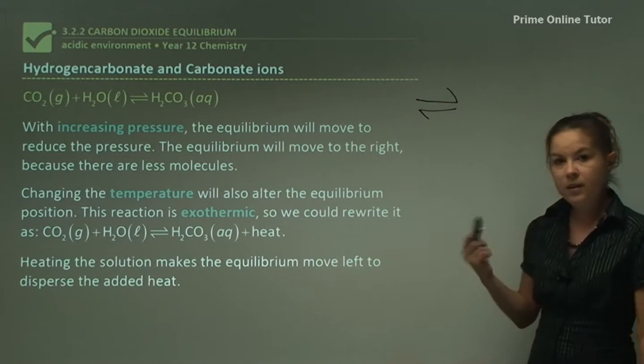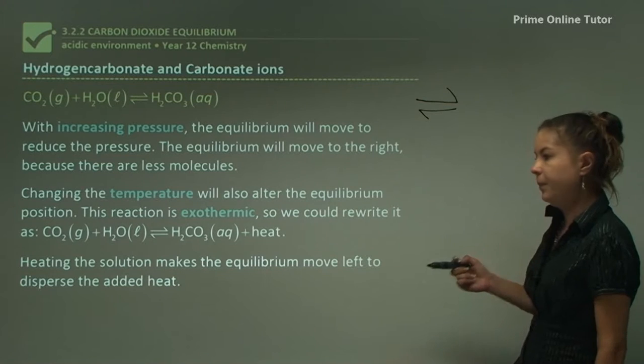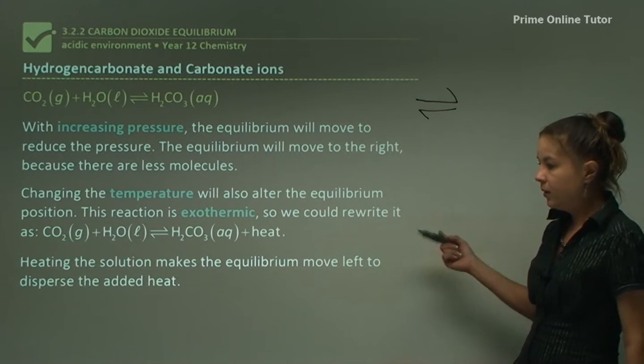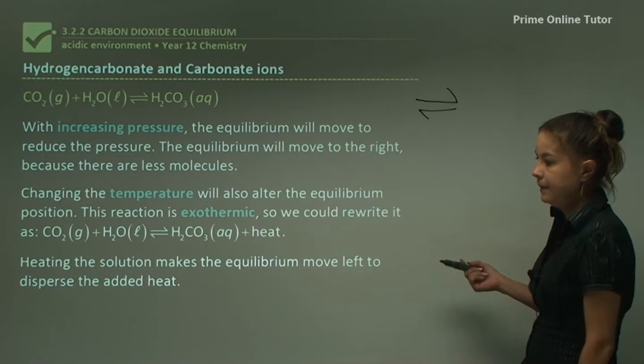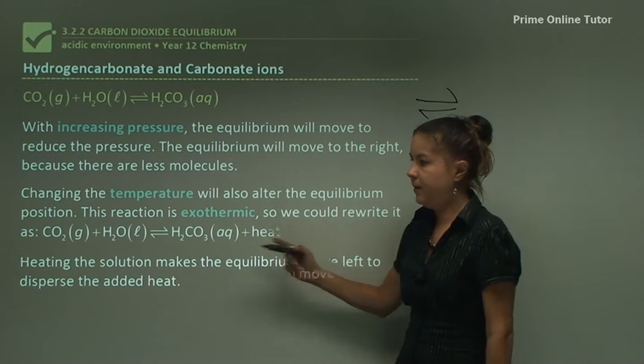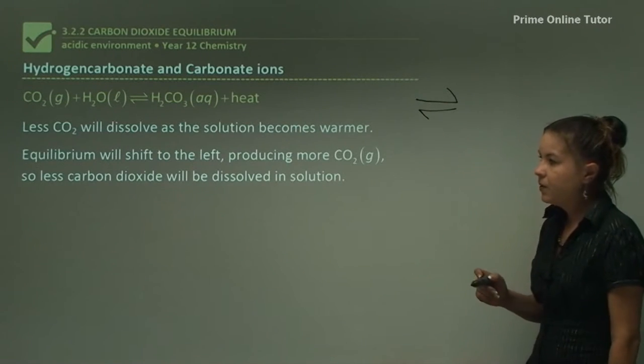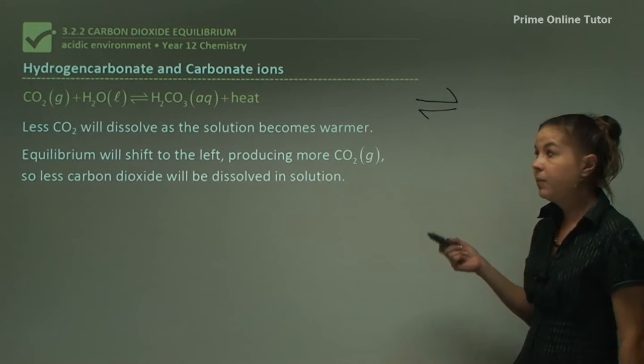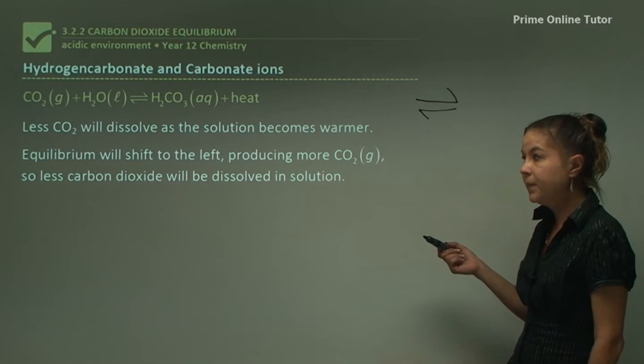So let's look at a temperature change and how that affects the equilibrium. If we heat the solution, it'll make the equilibrium move to disperse this heat. So it will want to get rid of that heat. So what will happen? Less CO2 will dissolve because the solution becomes warmer.